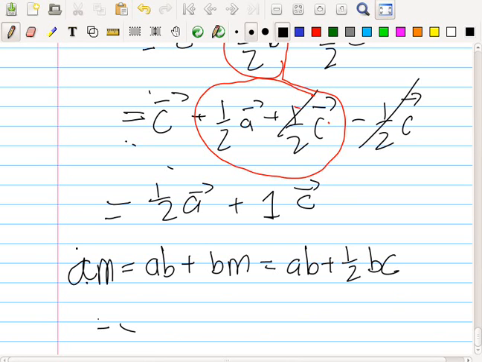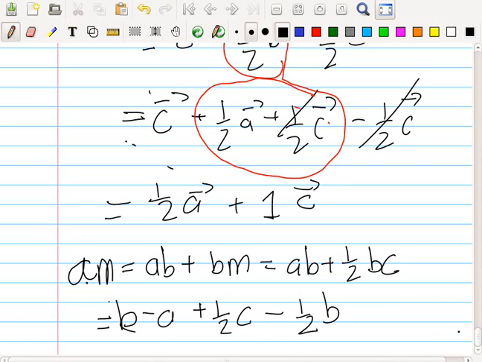Next line. Now what vectors do I want in my answer again? I think I said A and C, wasn't it? Yes. So you can see I have A, I have C. What's the problem for me that I don't like here? I don't like the B. So what I'll do is I'll use the triangle rule now. So this equals B minus A plus a half C. What's next? Minus a half B. I'm using the triangle rule. AB becomes B minus A, and BC becomes C minus B.